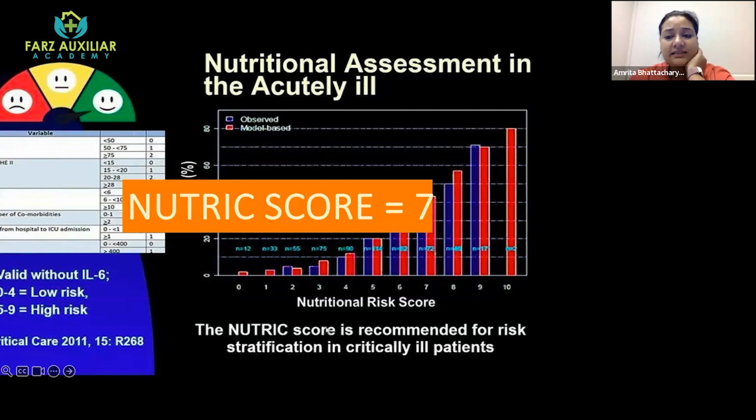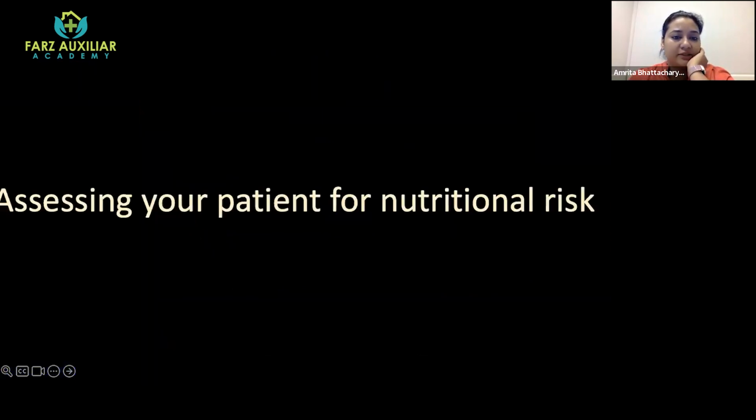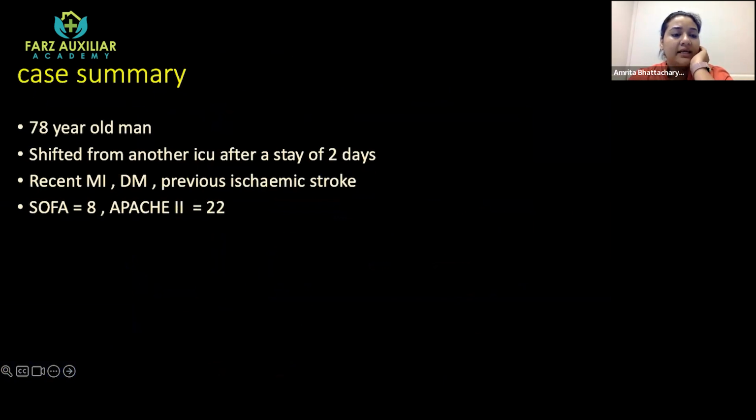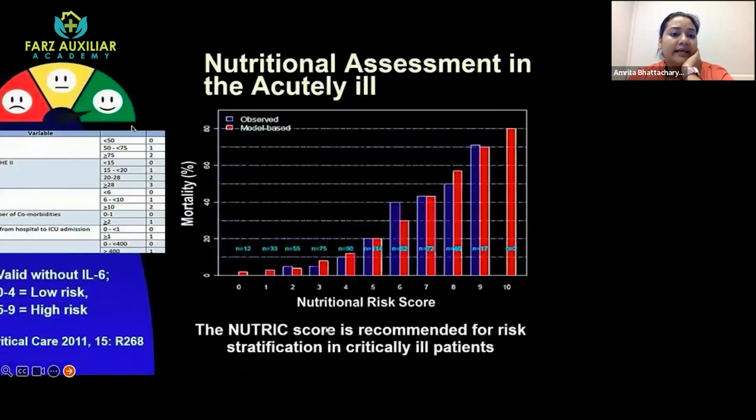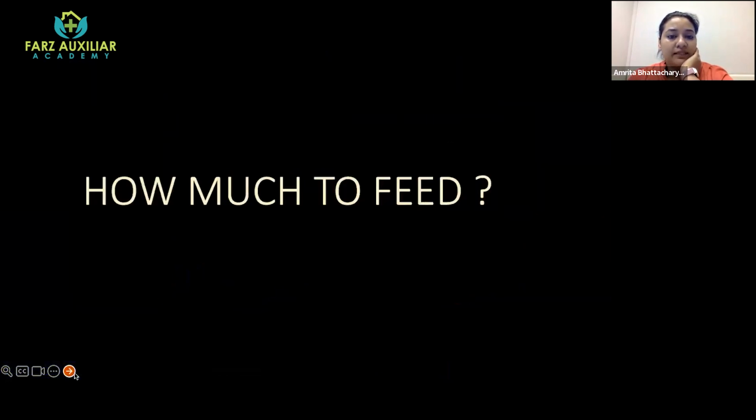So just considering the patient that we had just discussed, you'll find that the NUTRIC score for this patient came to be 7. So what was this patient? I'll go back. He was a 78-year-old gentleman who was shifted from another ICU after a stay of around 2 days. He has had a recent MI, he is diabetic and has had a previous ischemic stroke. His SOFA is 8 and his APACHE is 22. When you get all these variables and calculate the score, the NUTRIC score comes out to be 7.